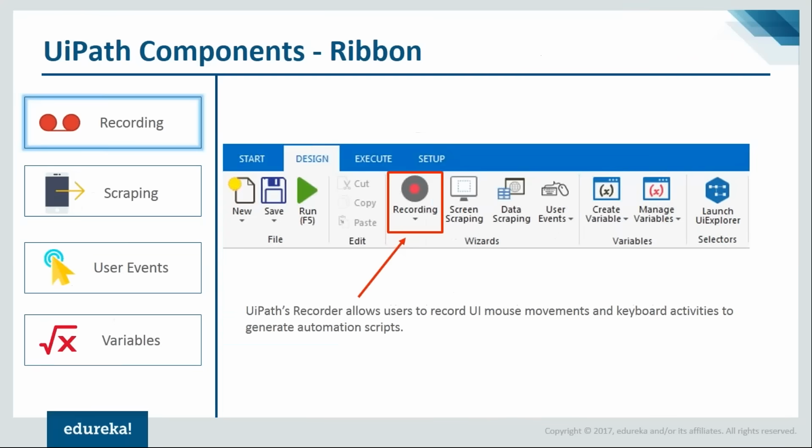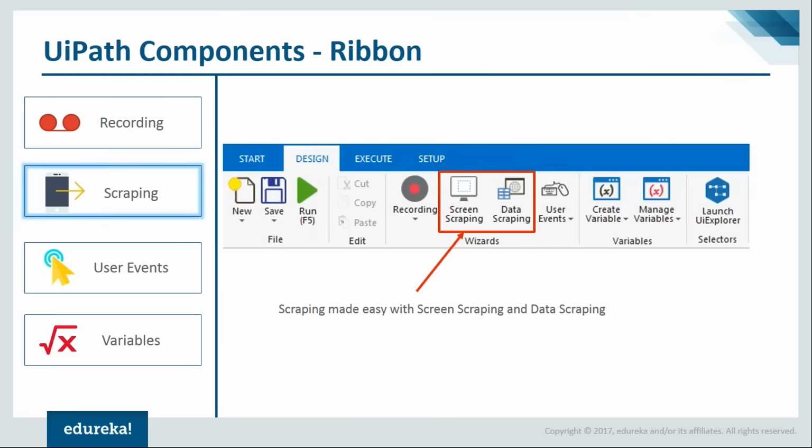Now let us come back to our slides and move on to the next component, which is scraping. Alright guys, so let's move on to the next tool, which is called scraping. Now what is scraping? Scraping basically means when you're trying to extract information. Whenever you're trying to scrape something, that means extracting something, it is called scraping.